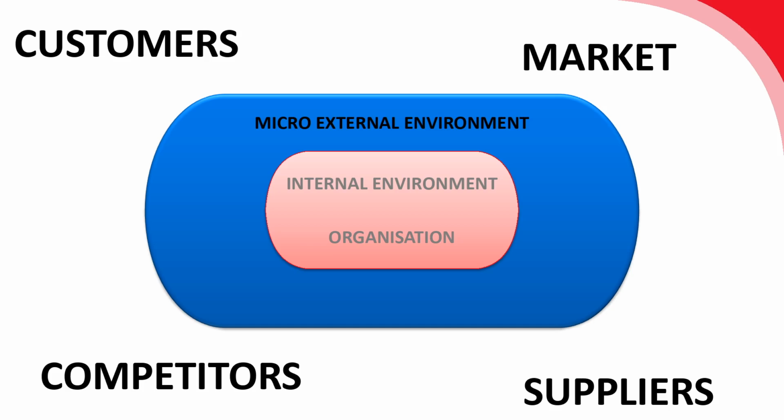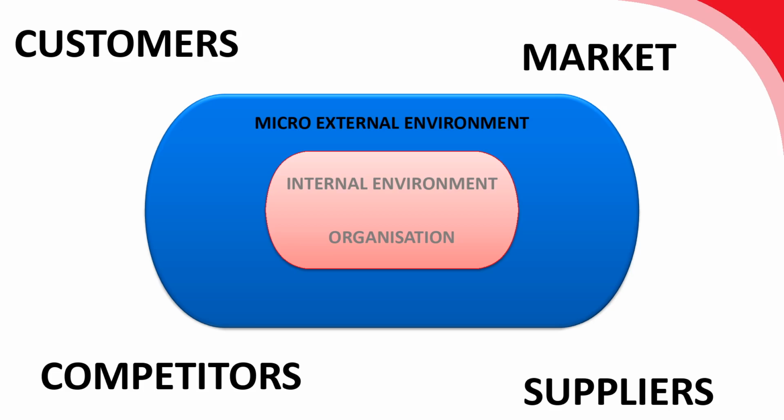So the organization is constantly interacting with its customers, its competitors, its suppliers, and it's operating firmly within its marketplace. So although these things are external to the organization, they are just outside of the organization. Therefore we group them together under this heading of micro external environment. These are the immediate environmental factors that the organization has to interact with on a regular basis.